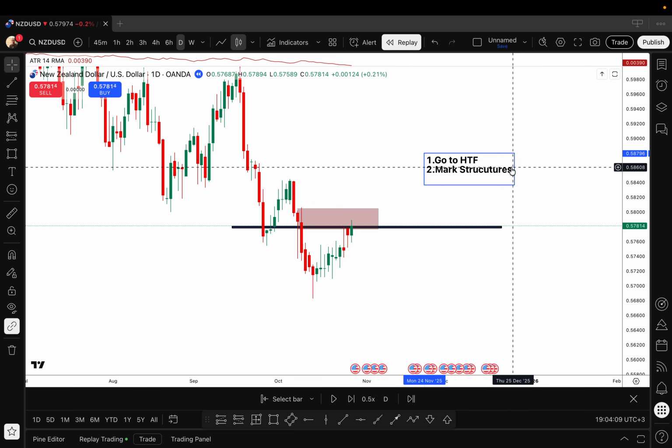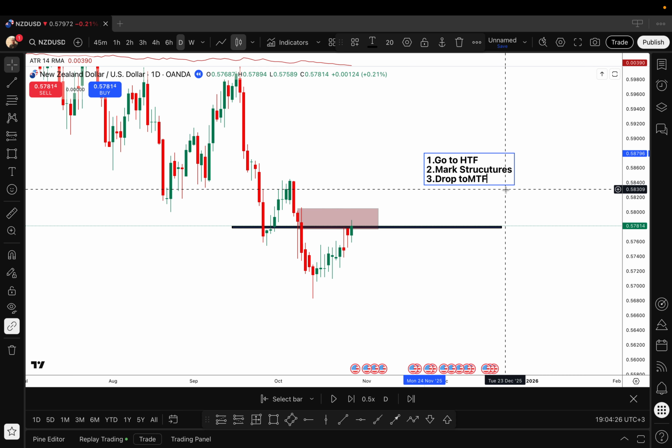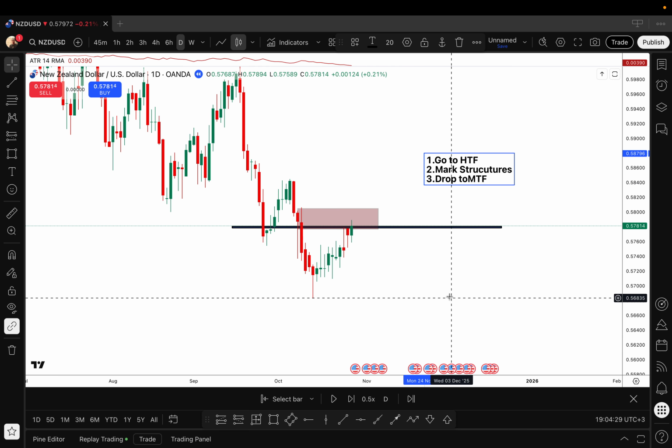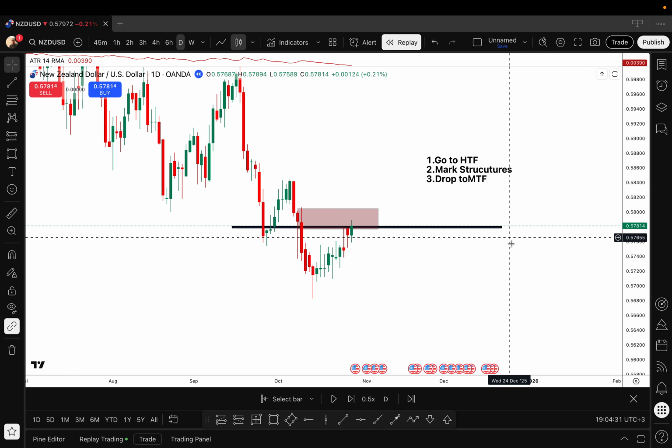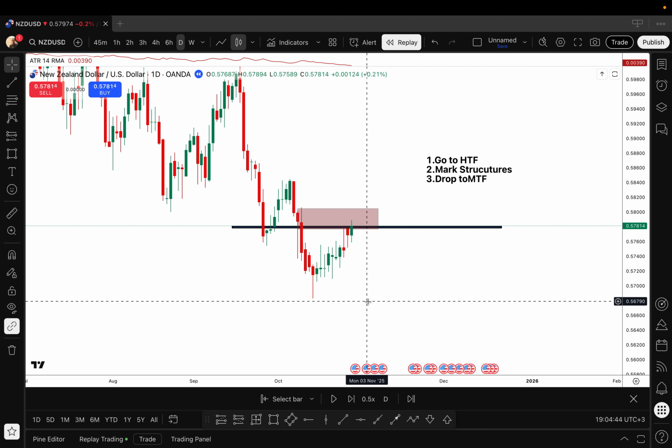So now rule number 3 says drop down to medium time frame. After getting confirmations on the highest time frame, we are supposed to drop down to the medium time frame. The only reason that takes us to the medium time frame is when price is at our zone. If price is at the zones that we have marked, that is when we go to the medium time frame. If price is not there, we don't go there.